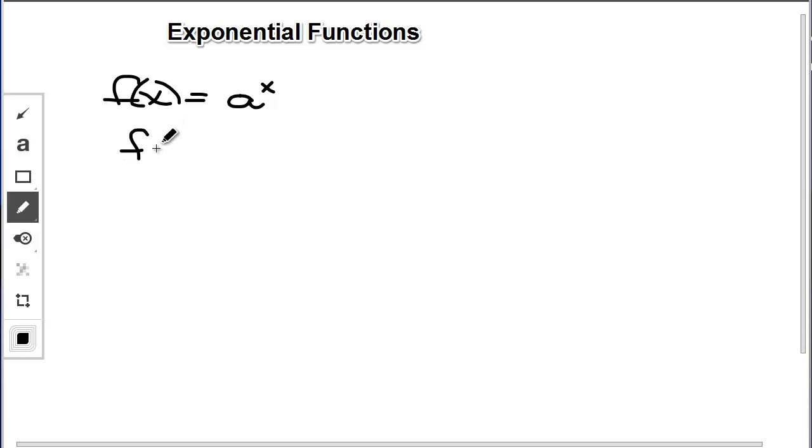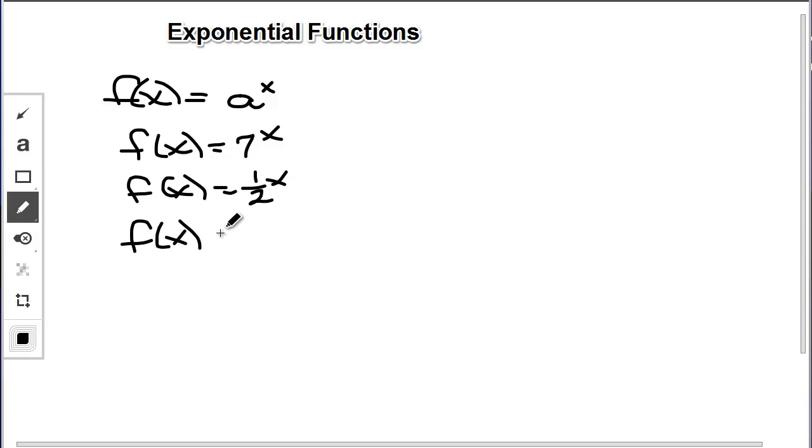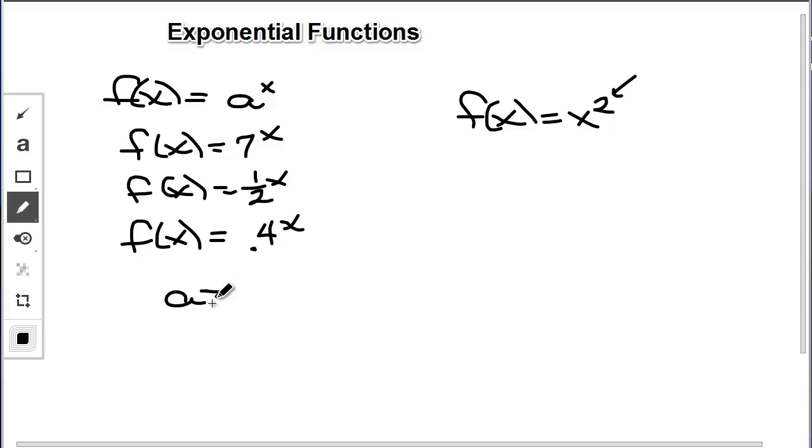So, f of x equals 7 to the x, f of x equals 1/2 to the x, and f of x equals 0.4 to the x are all examples of exponential functions. Is f of x equals x squared an exponential function? No, the variable has to be the exponent. So exponential functions are defined where a, or the constant, is greater than 0 and x is any number.